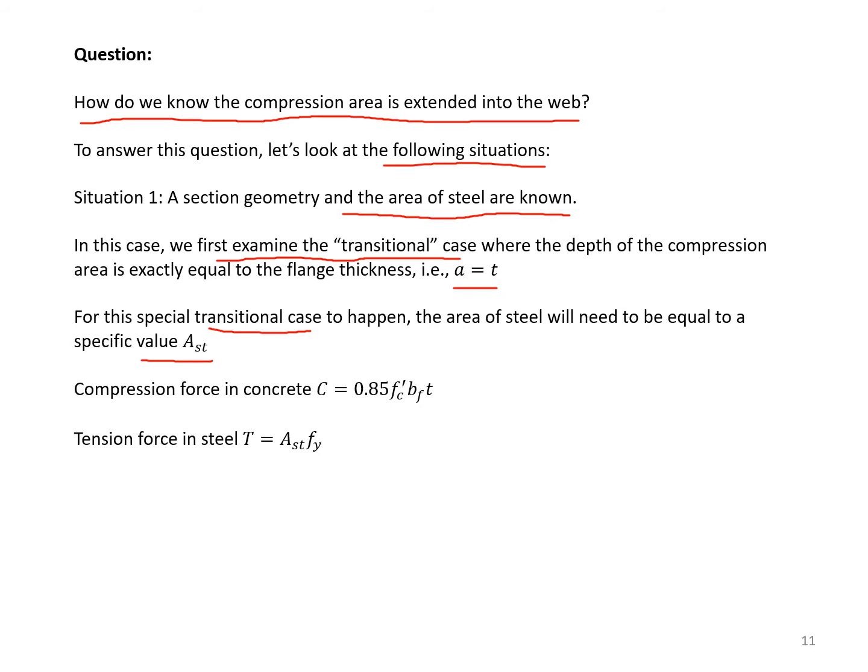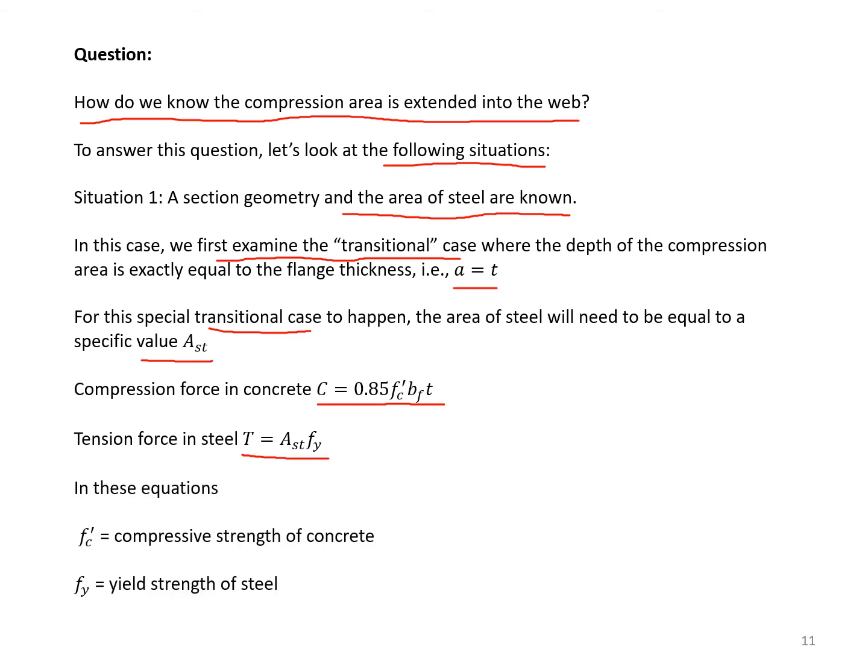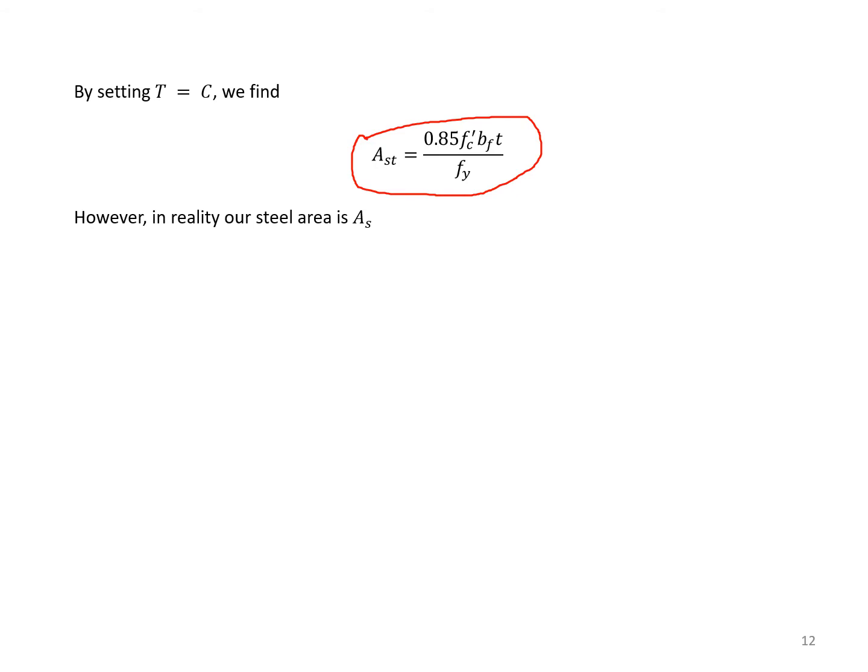Let's find first the compression force, which is 0.85 F prime sub c Bf times T, and the tension force, which is AST Fy. And as you recall, F prime sub c is the compression strength of concrete, and Fy is the yield strength of steel. By setting T equal to C, we find out the amount of steel for this transitional case. However, in reality, our steel area AS is not AST. AST is just a transitional value.